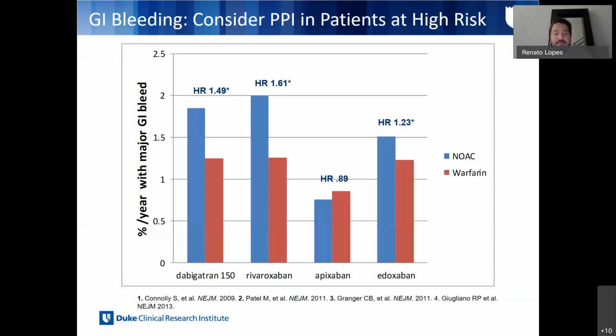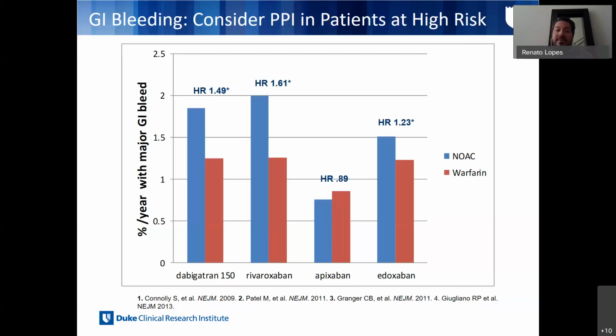When you look at rivaroxaban, more GI bleeding than warfarin. When you look at edoxaban, more GI bleeding than warfarin. However, when we look at apixaban, we did not find more GI bleeding. As a matter of fact, we found numerically, not statistically, but numerically, 11% less GI bleeding with apixaban compared to warfarin. So very important difference between these agents.